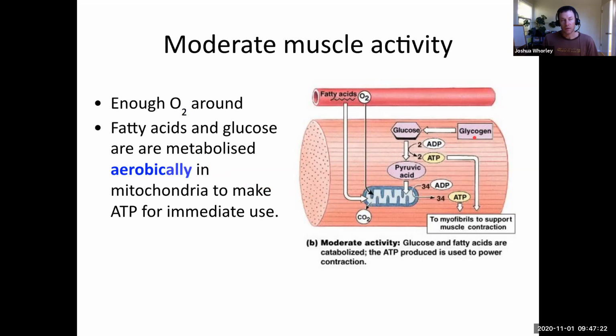But now rather than banking a lot of this material, we're breaking it down. And we're making more carbon dioxide because we're doing more activity. So now there's more of this byproduct of carbon dioxide, which does tend to acidify muscle tissue. And what else are we doing? Well, if we think about moderate muscle activity, we are using more ATP, and we're doing more glycolysis.